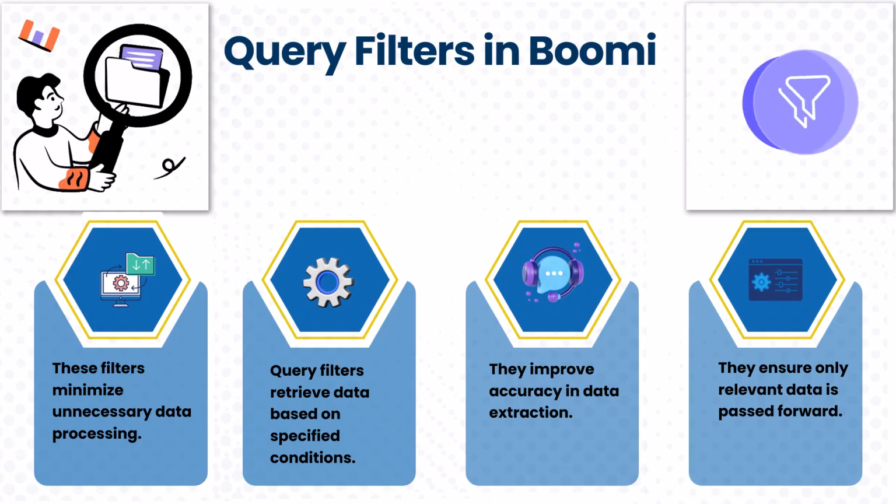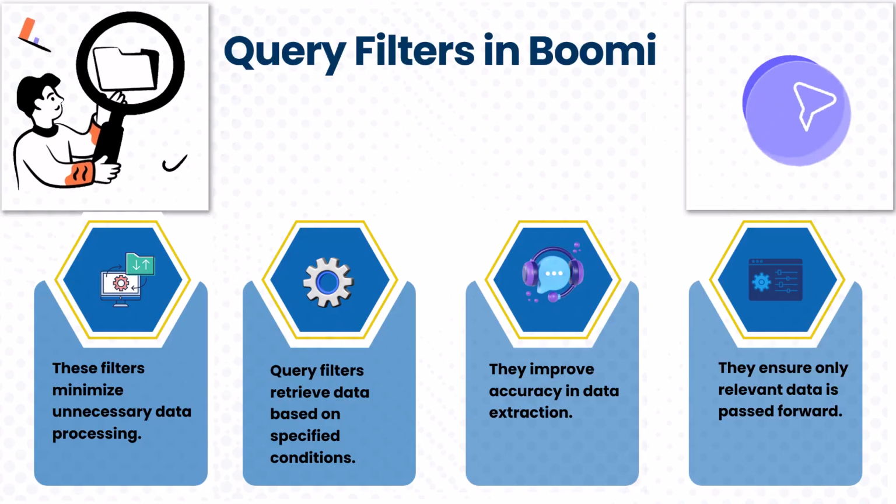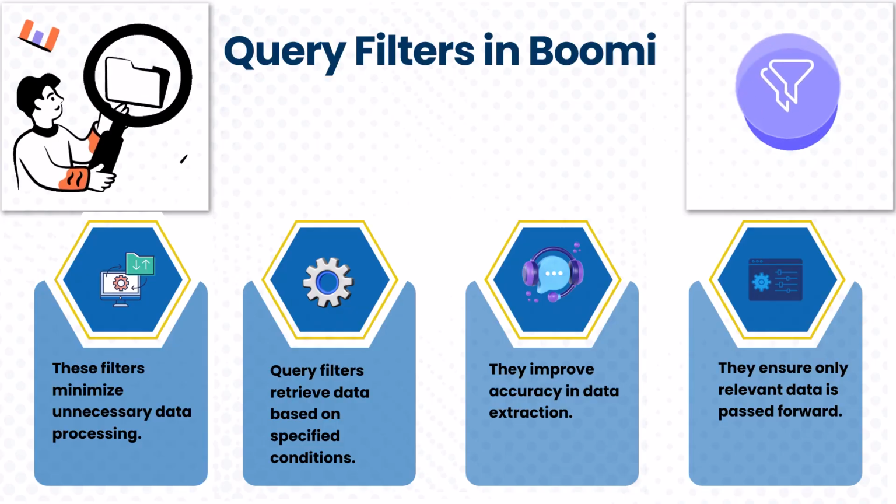Ever searched for something online, but got thousands of results? Query filters in Boomi work like a precise search. They bring in exactly what you need. They help refine data, making sure your process isn't cluttered with unrelated information. With these filters, your workflow stays lean, mean, and highly efficient.